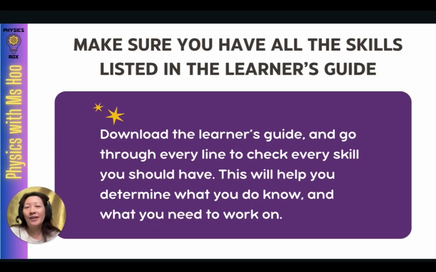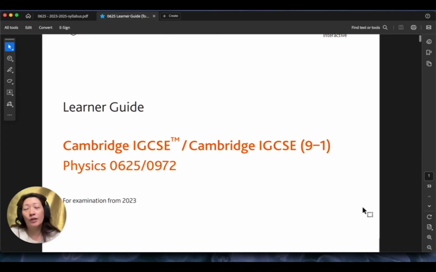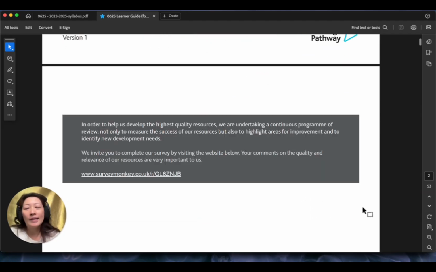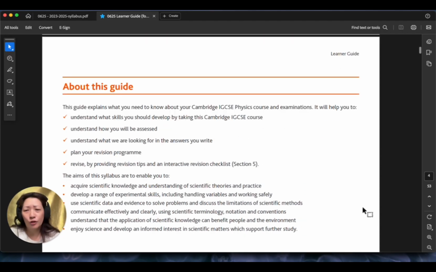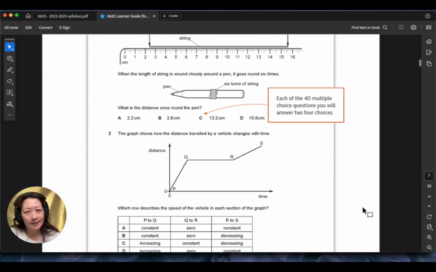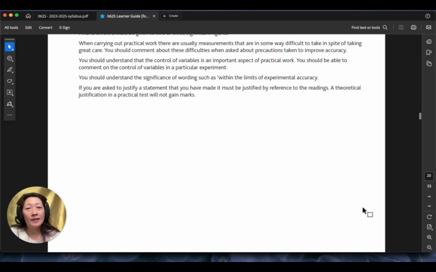Let's just go through the learner's guide briefly so that you know what it is and how to use it. So this is the learner's guide for the cohorts of 2023 to 2025. You can also download it for the 2026 to 2028 cohort just to be on the safe side if you're taking the exam for those years. So what is this learner's guide? There's a lot of information which you should go through, including some examples of questions. But the one that I want to focus on for this video right now is the skills which you should check.